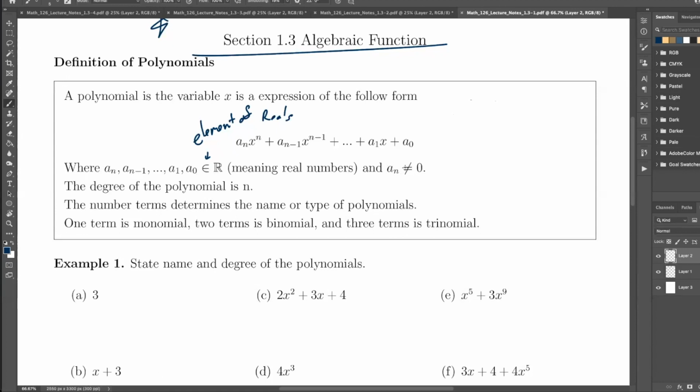And a sub n is not 0 because if it were, you could just say I have a polynomial of a lower degree. The degree of the polynomial is stated by the highest power, so in this case n. The number of terms determines the name or type of the polynomial. One term is a monomial, 2 terms is a binomial, 3 terms is a trinomial, and after that we just really don't name them.